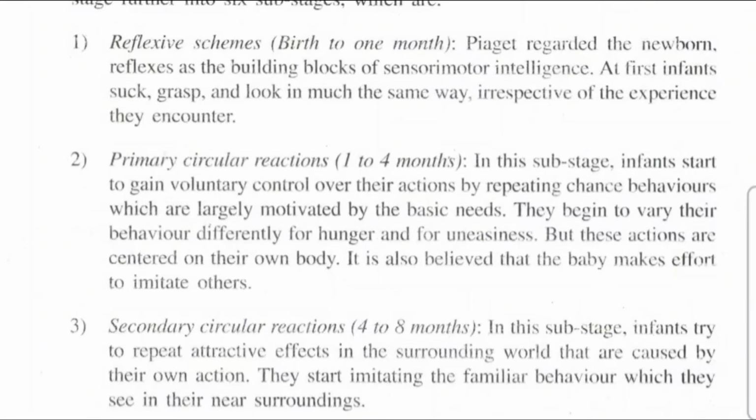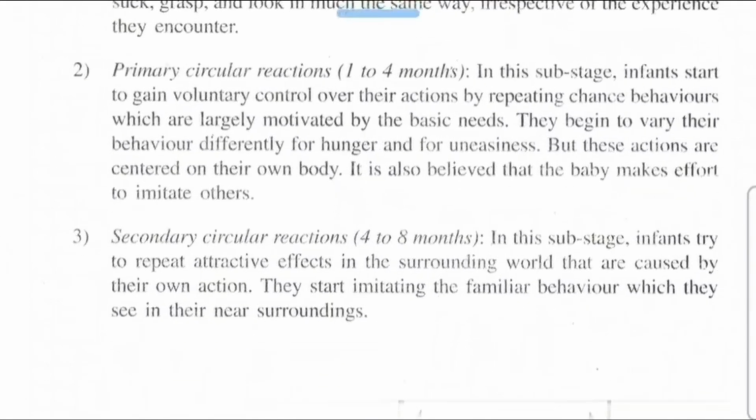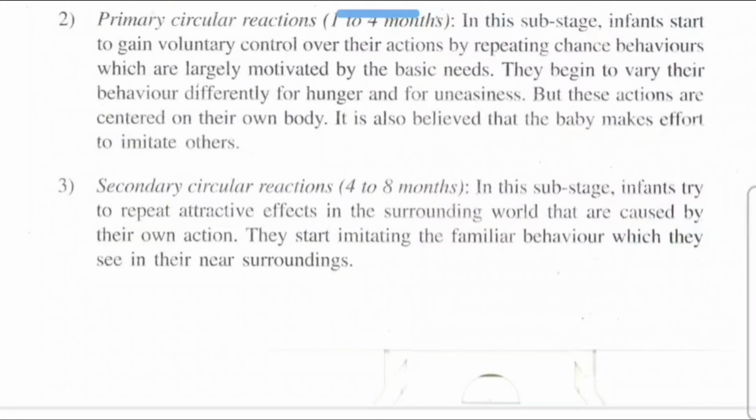2. Primary circular reactions, 1 to 4 months. In this substage, infants start to gain voluntary control over their actions by repeating chance behaviors that are largely motivated by basic needs. They begin to vary their behavior differently for hunger and uneasiness. However, these actions are centered on their own body. It is also believed that the baby makes efforts to imitate others.